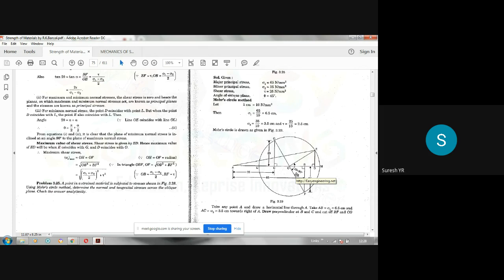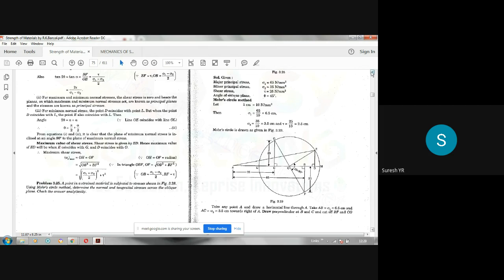Then maximum shear stress is nothing but the radius of the Mohr circle. Please keep that in mind. Measure this OG or OF, or draw an ordinate here. That will give the maximum shear stress. So measure that length, multiply it by 25, you will get the maximum shear stress. So this is what you have to do.